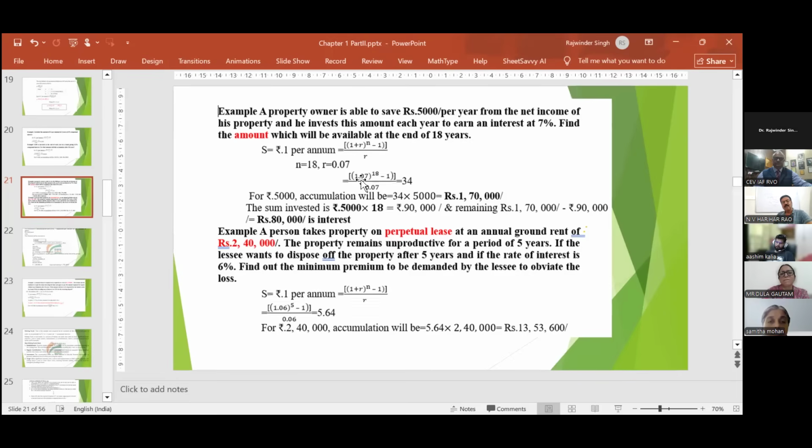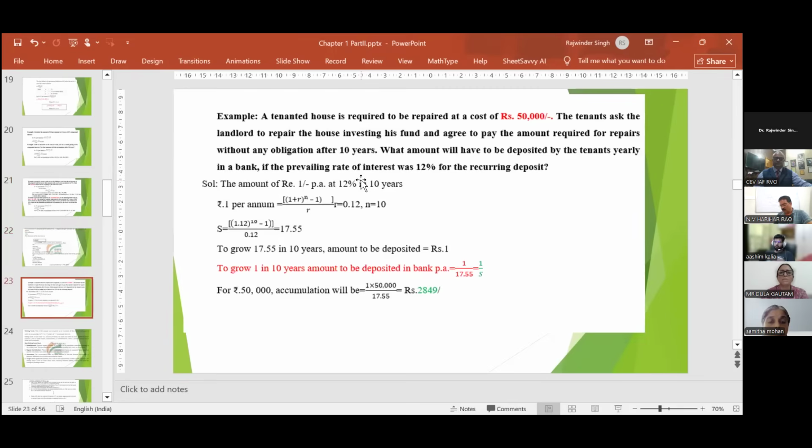How is that? See here, we will take an example here. That will make things more clear to you. A tenanted house is to be repaired at a cost of 50,000. The tenant asks the landlord to repair the house by investing, and agrees to pay the amount required for repairs without any obligation after 10 years. What amount will have to be deposited by the tenant yearly in the bank if the prevailing rate of interest is 12% for a recurring deposit?